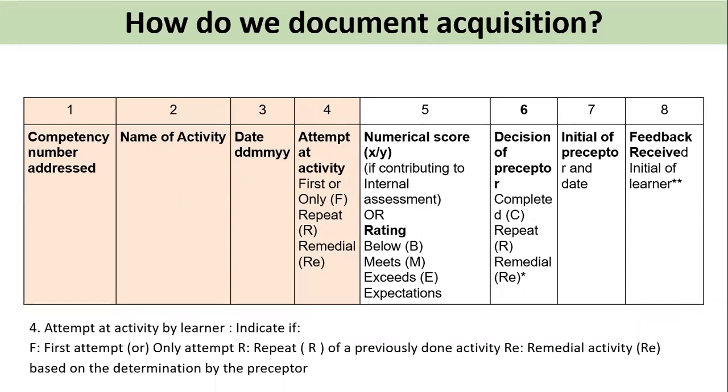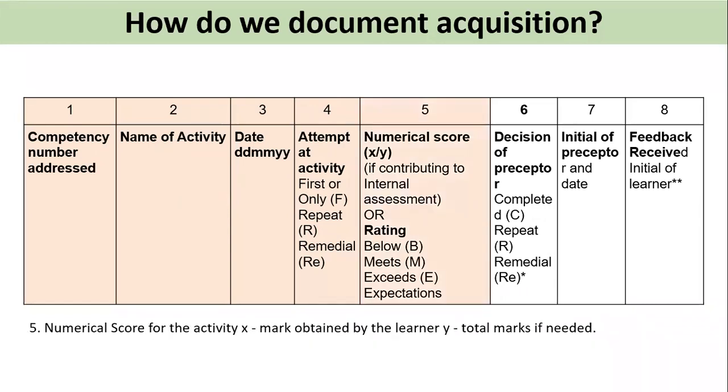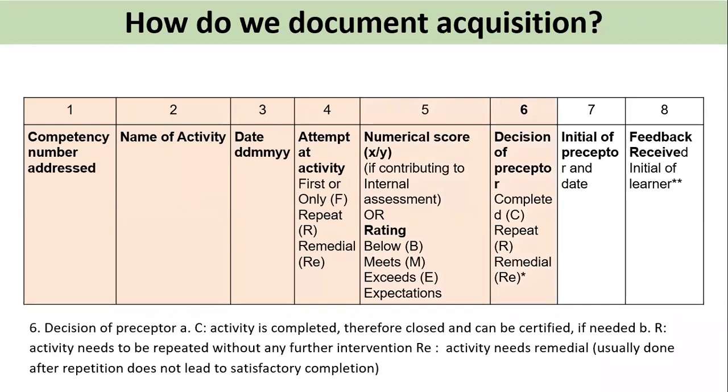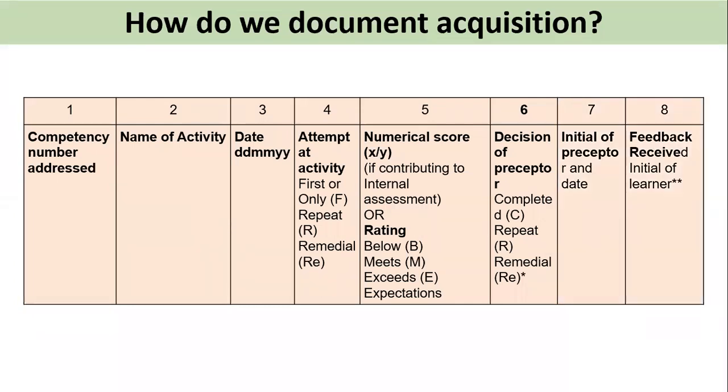So it is to be determined by the preceptor. The numerical score is out of Y, how many marks are to be awarded to the learner. Then decision of the teacher, whether the activity is completed satisfactorily, or the candidate requires repeat or remedial measures. And after remedial, there is a repeat that is done by the candidate, and then satisfactory completion is done. And then sign and date of the preceptor followed by the learner also. So this is how we document the competencies.